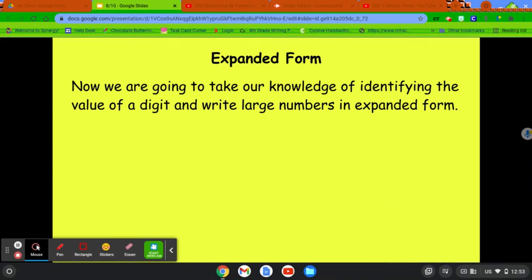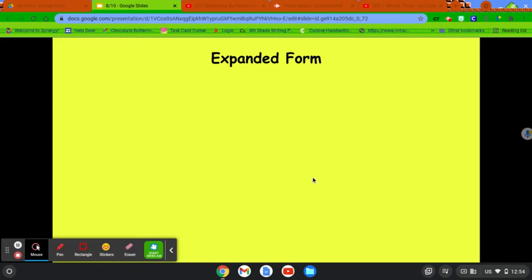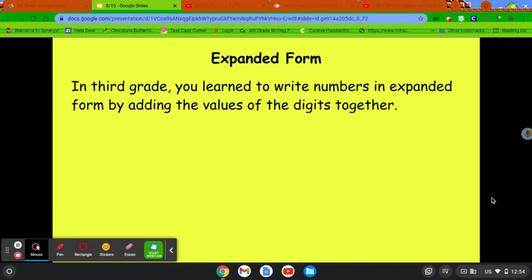All right, guys. Now that we have reviewed finding the value of a digit, we're going to talk about something called expanded form. We're going to be writing large numbers in expanded form. Before we get into how to use expanded form in fourth grade, let's review how you learned about expanded form in third grade.